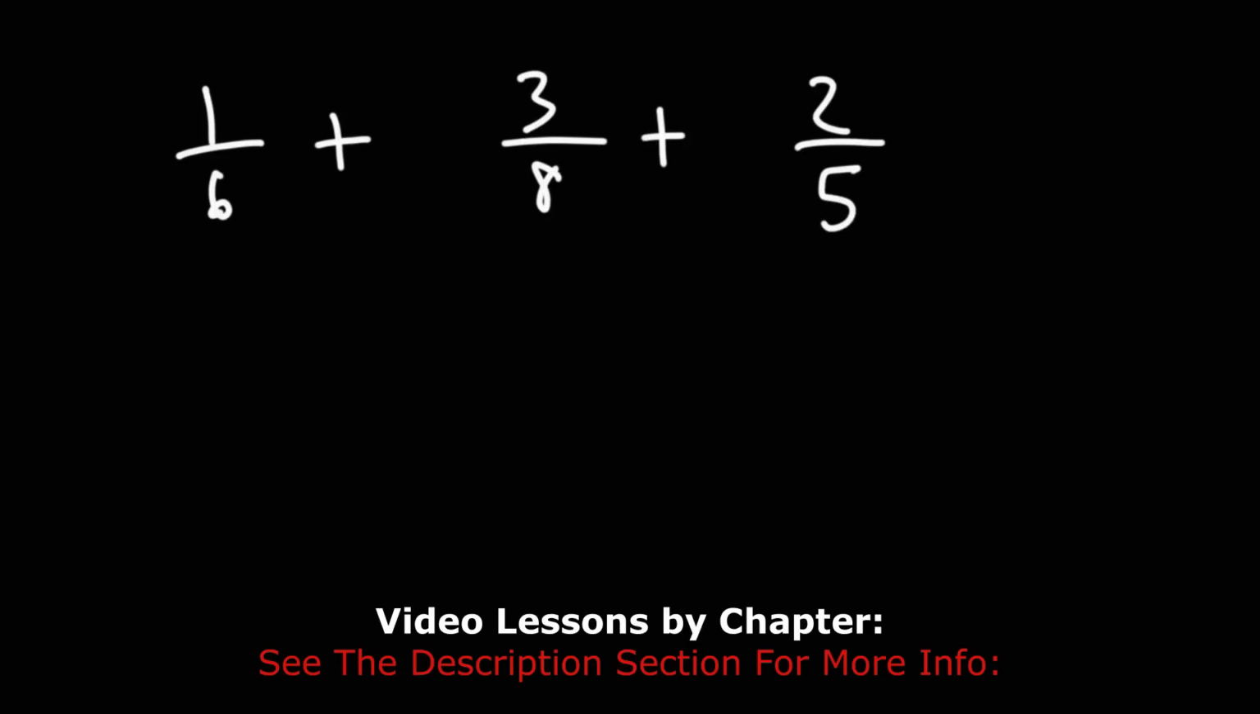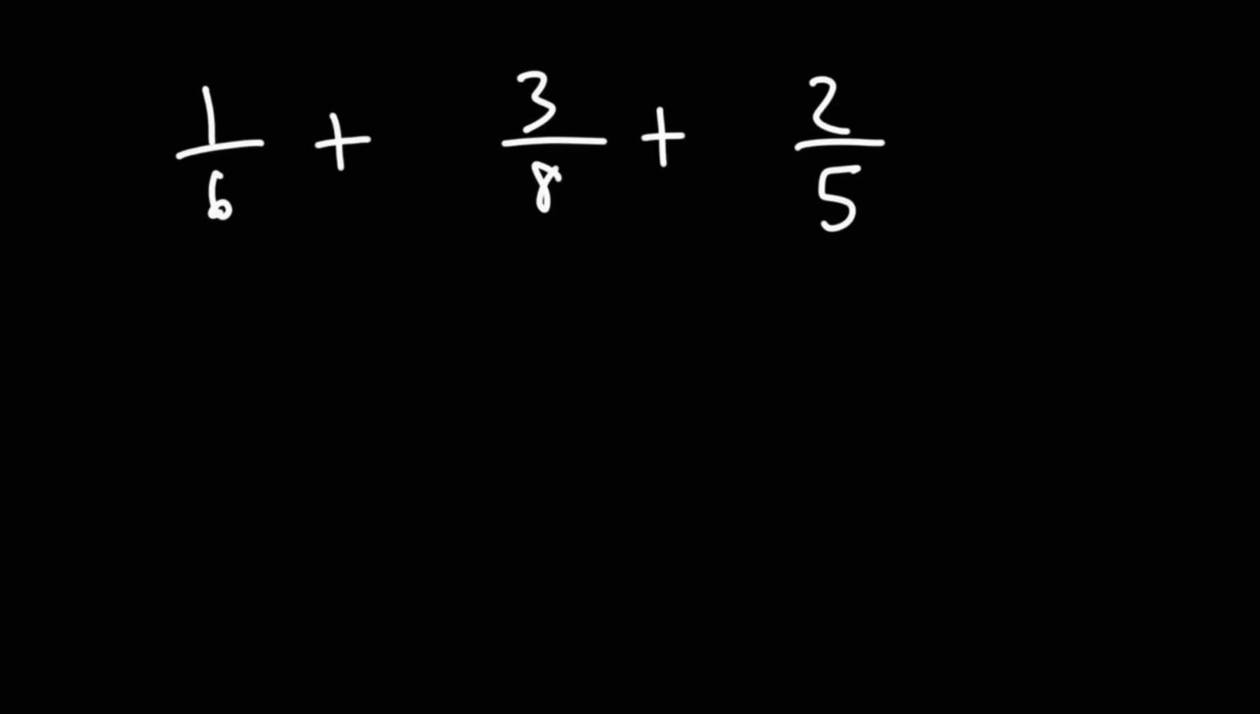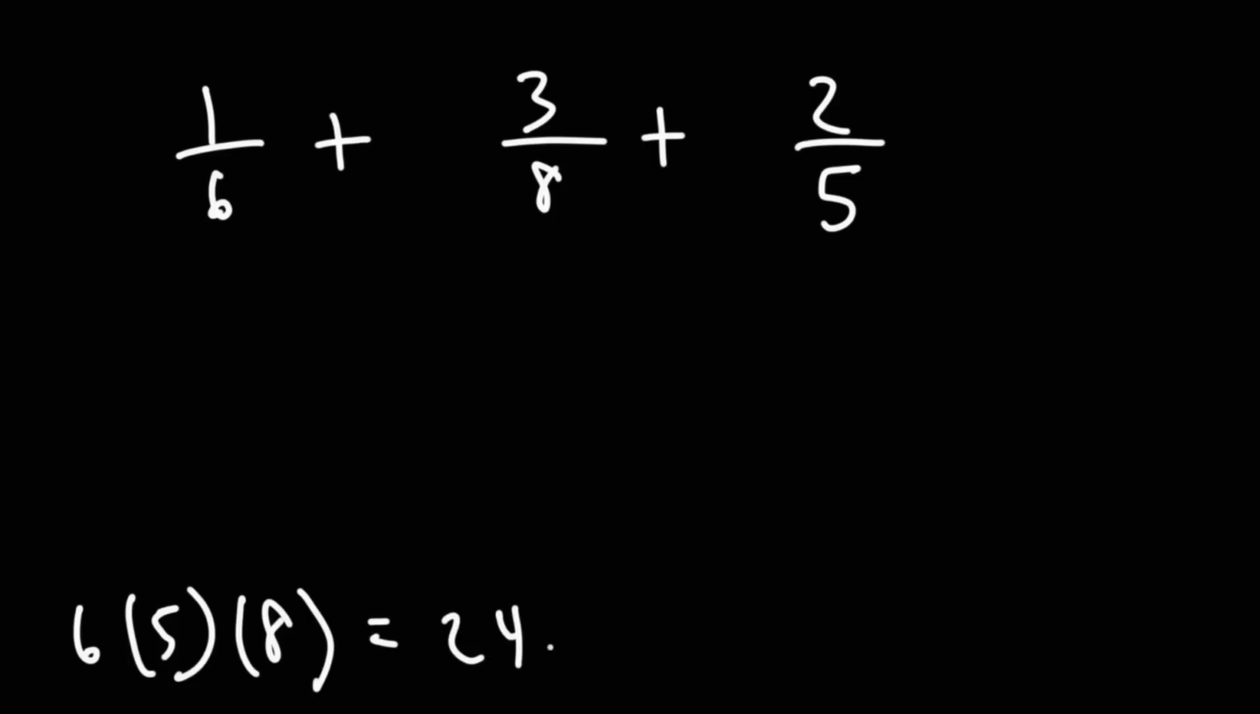Now for the sake of practice, let's go ahead and work on another example. So let's say we have 1 over 6 plus 3 over 8 plus 2 over 5. Feel free to pause the video and try this example. If we multiply 6 by 5 by 8, 6 times 5 is 30, 30 times 8, 3 times 8 is 24, add the 0, this will give you 240.